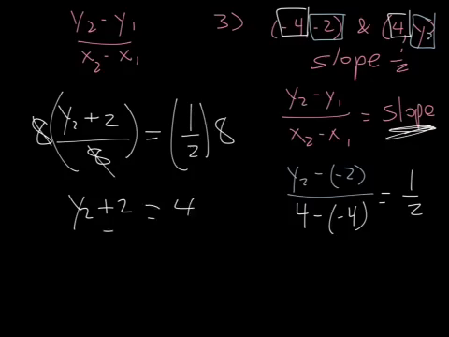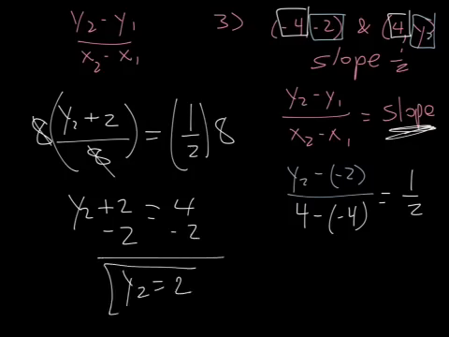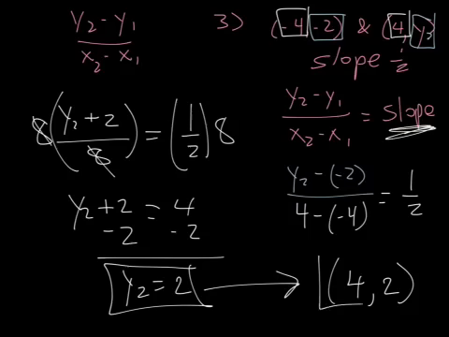So now we simply subtract 2 from both sides of this equation, and we find that y2 equals 2. Now the solution to our answer here is that the second point is 4, 2. Great.